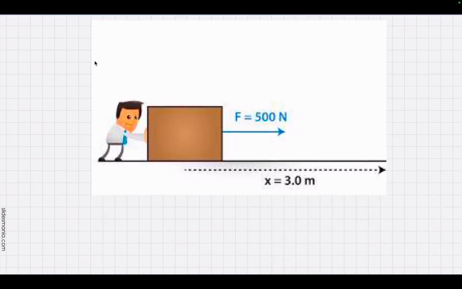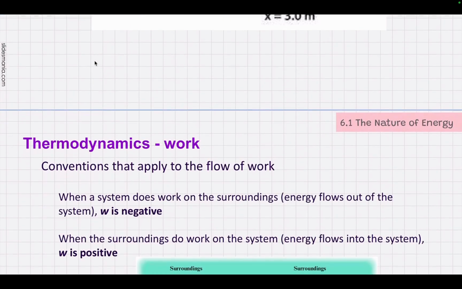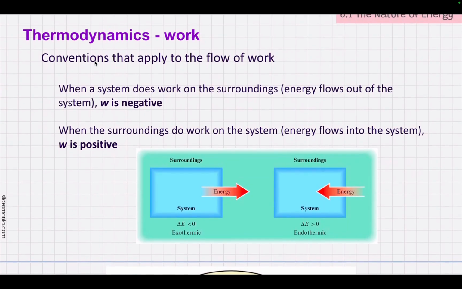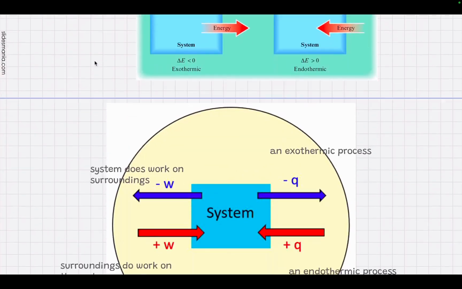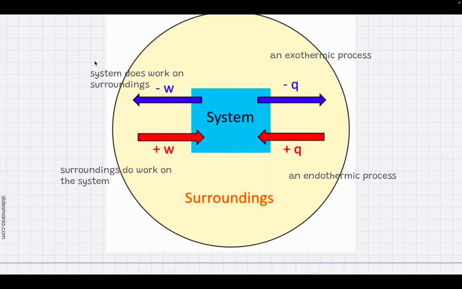Work, like the physics definition, does translate to chemistry, but we aren't going to be talking about pushing and pulling objects. We're going to be talking about gases. So a gas can do work on the surroundings, or the surroundings can do work on the gas when there's compression and expansion. This is kind of a summary of the values.